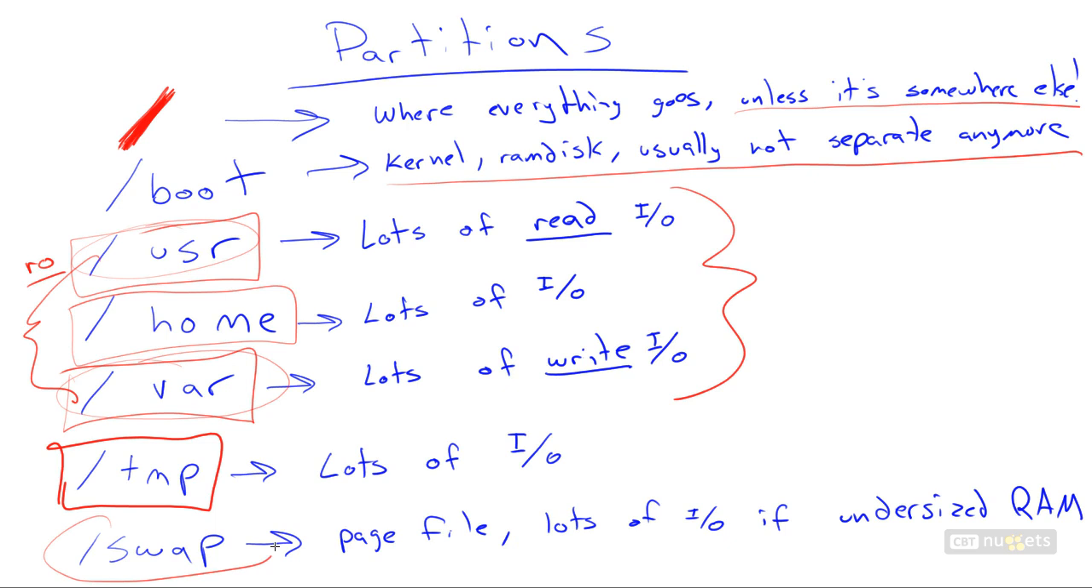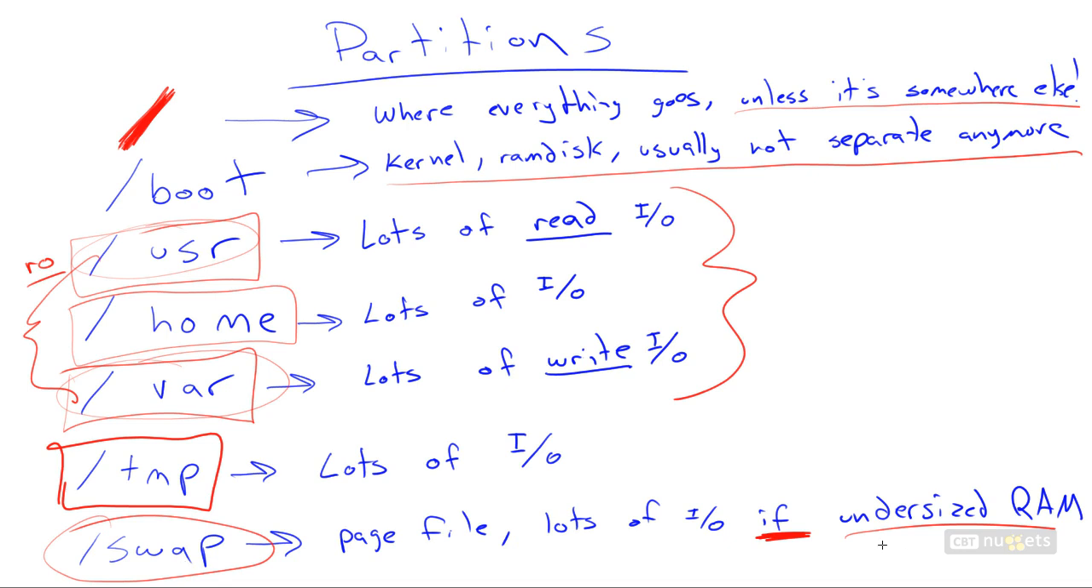And then lastly, swap. Well, I guess it is a partition, but there's no file system on it. If you're a Windows person, the swap partition is the same thing as a page file in Windows. You dedicate a partition on the drive to swap, and it gets lots of I/O if there's undersized RAM. Normally the swap partition doesn't do much; it just sits there.